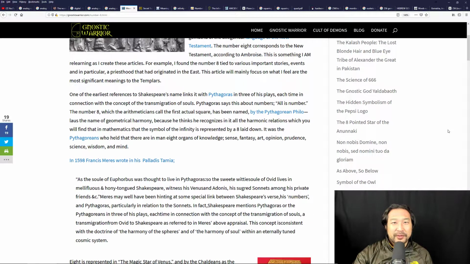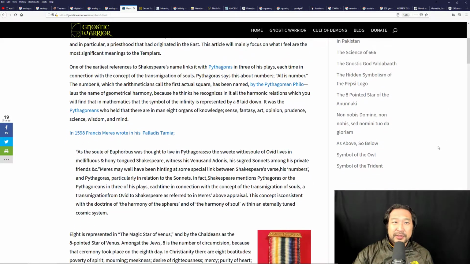For example, I found the number 8 tied to various important stories, events, and in particular priesthood that had originated in the East. This article will mainly focus on what I feel are the most significant meanings to the Templars. One of the earliest references to Shakespeare's name links it with Pythagoras in 3 of his plays, each time in connection with the concept of the transmigration of souls. Pythagoras says this about numbers: all is number. The number 8, which the arithmeticians call the first actual square, has been named by the Pythagorean Philo.